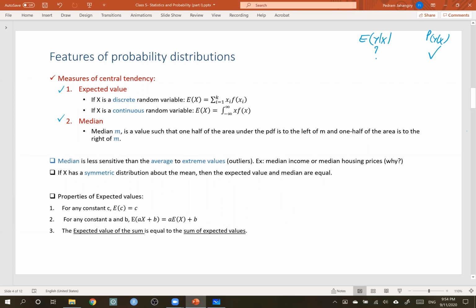Most probably you guys are familiar with the definition of expectation. So these are the measures of central tendency. For instance, expected value is a measure of central tendency and median is also a measure of central tendency. If x is a random variable, we show expected value of x as a summation of little x multiplied by the PDF of x. Remember, the PDF, we showed it with little f, and these are the probabilities, right? For a continuous random variable, we have to take the integral. So the integral of x and f of x.